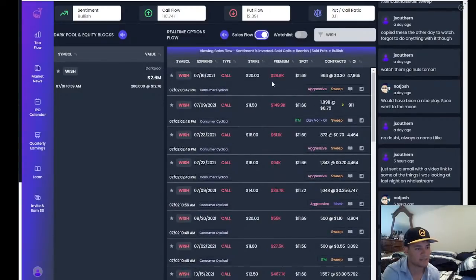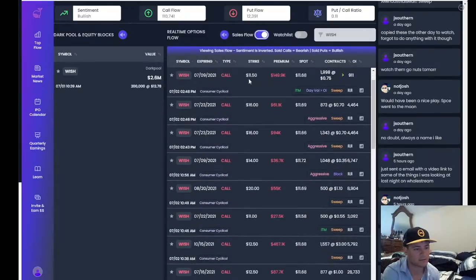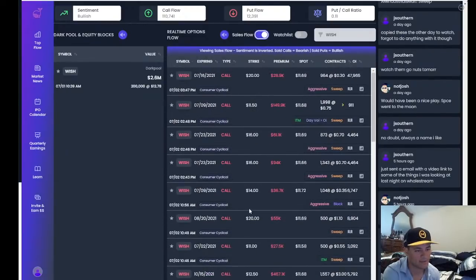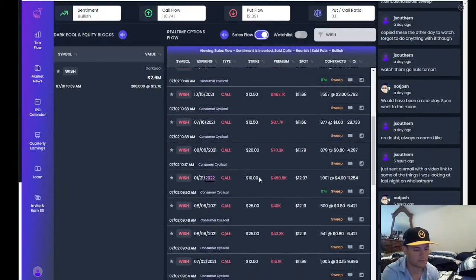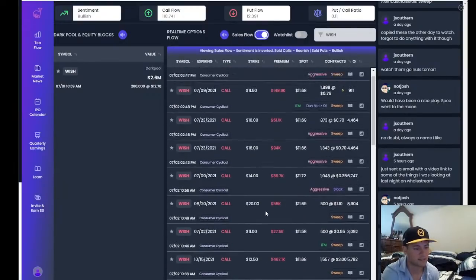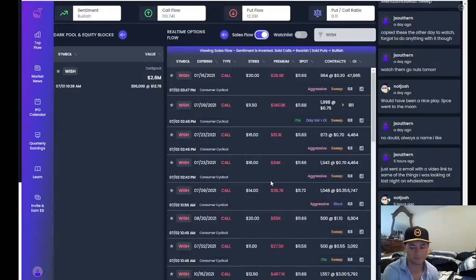And then we've got people selling calls and puts. So selling the call at the $20 strike, selling the call at the 11. I think a lot of these people are probably selling covered calls because these are all out of the money. Every single one of them out of the money. Here's one, $27,000 worth of calls at the money. But mostly, all of these are out of the money, with a few exceptions. So I think people are selling covered calls here.